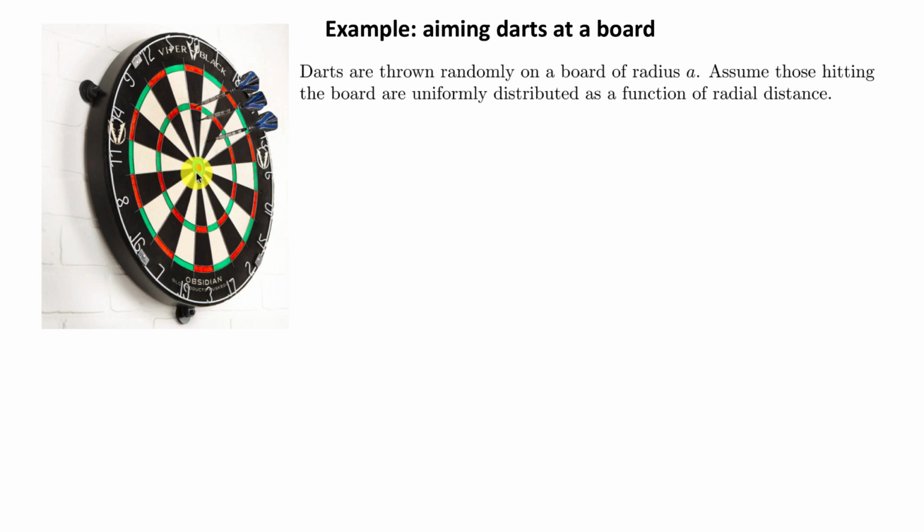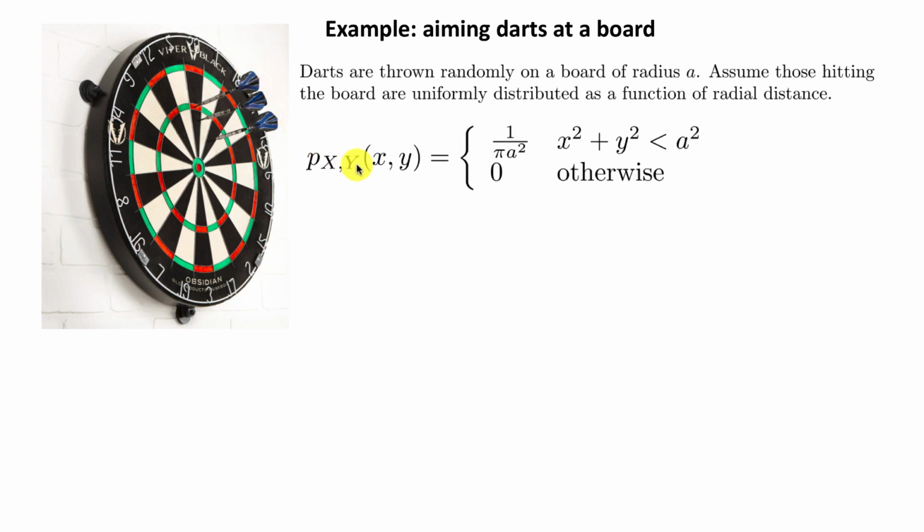Anyway, if we do assume that, then we have the probability of a dart landing at coordinate x and coordinate y is equal to a constant. Well, that constant, we could have called it C, but we know that the value of that has to be 1 over pi a squared, because when we multiply by the area of the board, then we'll get 1 in that case.